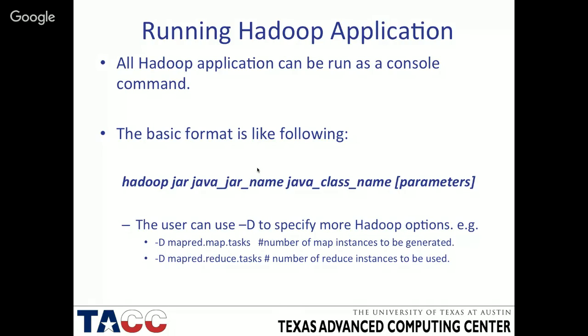Two of the very commonly used parameters are mapreduce.map.tasks and mapreduce.reduce.tasks. These two specify the number of map instances you want to generate, or the number of reduce instances you want to generate. You can give any number you want. You can give 1 million map tasks or 1 map task, and you can give 1 reduce task or a lot more.